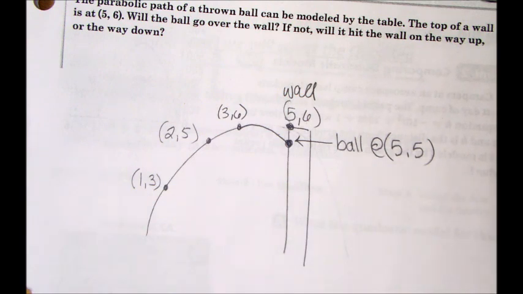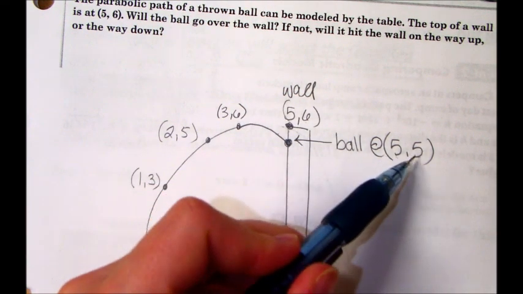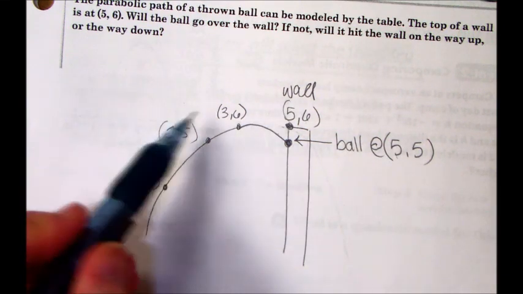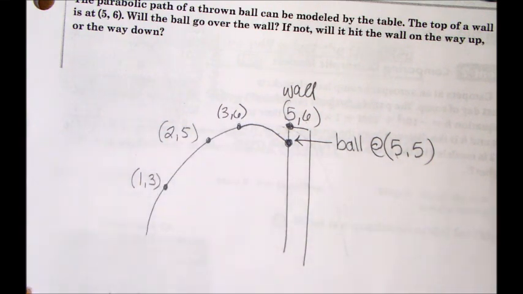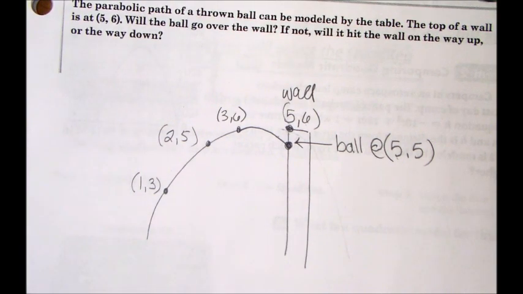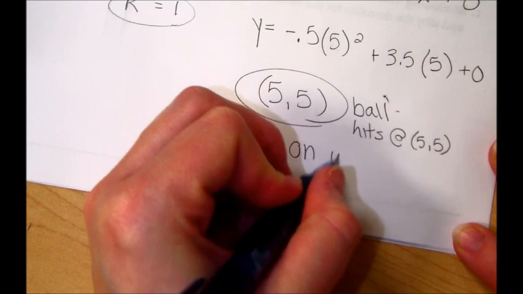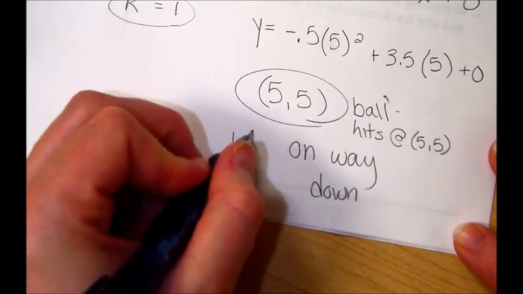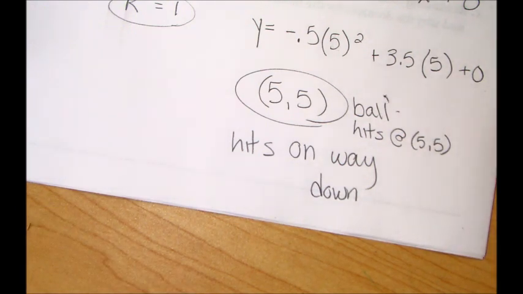So does the ball hit the wall at the very tippy top? No, it can't, because our ball is at 5, 5. So does it hit it on its way up? No, because it goes all the way up to 3, 6. Or does it hit it on its way down? It has to hit it on its way down because the top of the wall is taller than where the ball actually hits. So I'm going to write on the way down. It hits on the way down. Okay, because it doesn't actually hit at 5, 6.